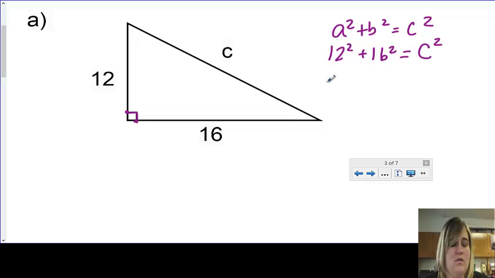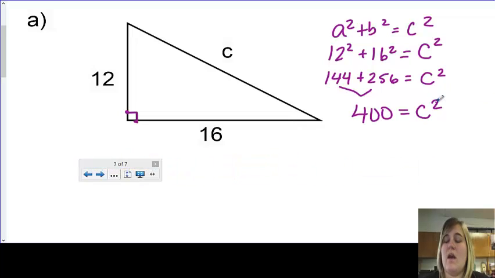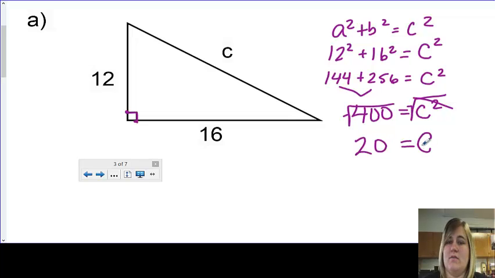So I have 12 squared, which gives me 144, plus 16 squared, which gives me 256, equals c squared. Now I'm not ready to get c by itself yet. I still need to combine these two, so when I add those together, I get 400. 400 equals c squared. We should also remember that the opposite of squaring is square rooting, so I'm going to cancel that square by square rooting. What I do to one side I must always do to the other, so those two things cancel each other out. We find that c is equal to 20. That's my final answer.